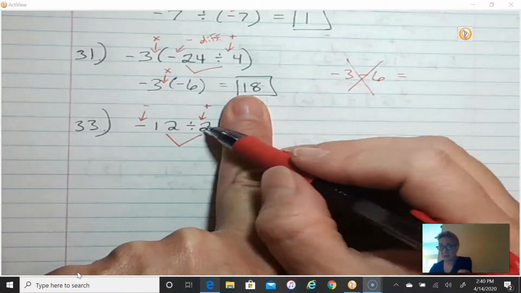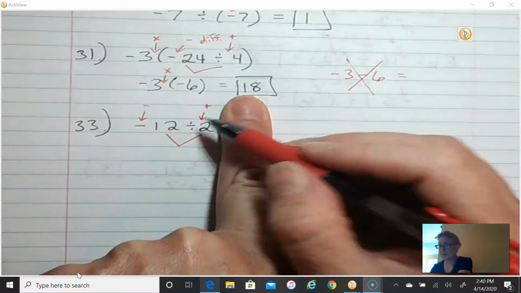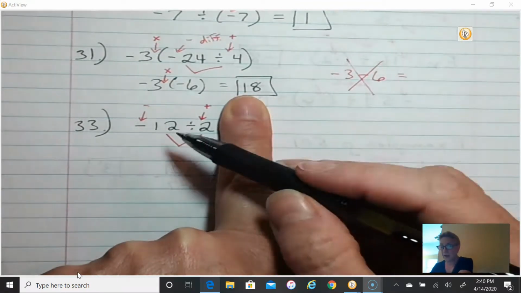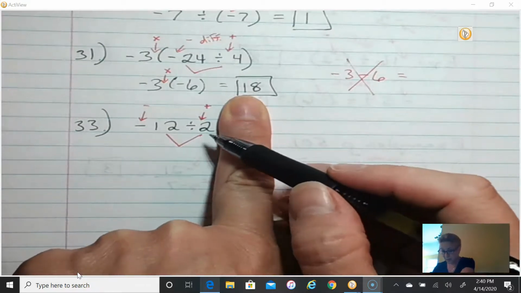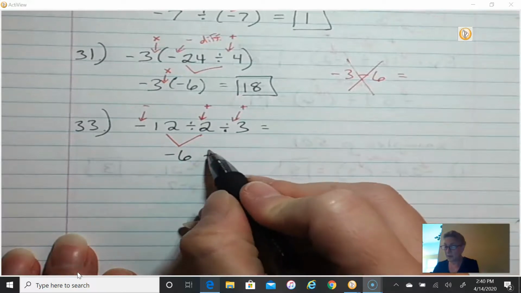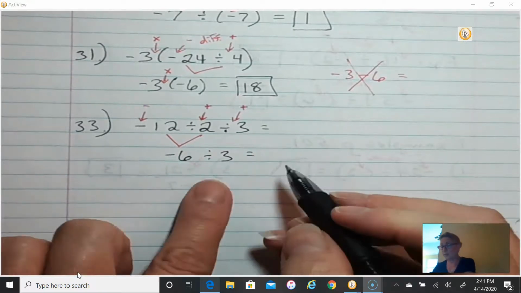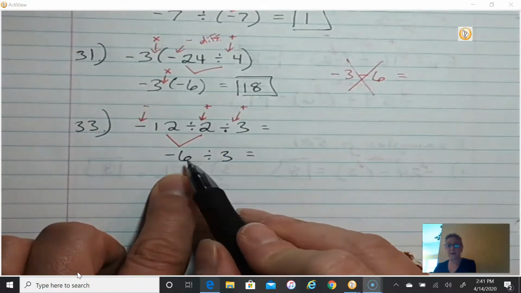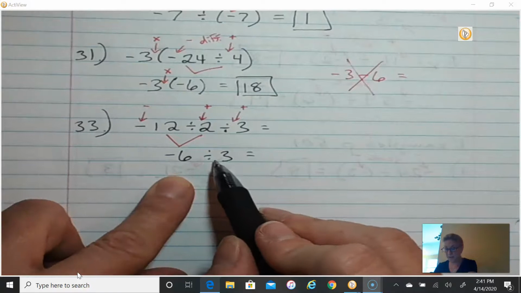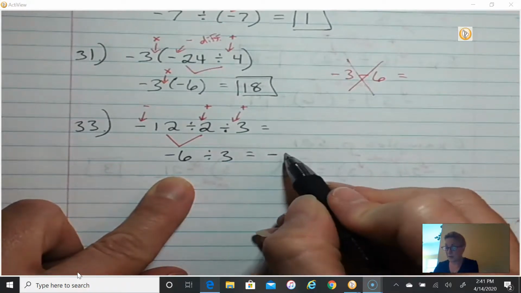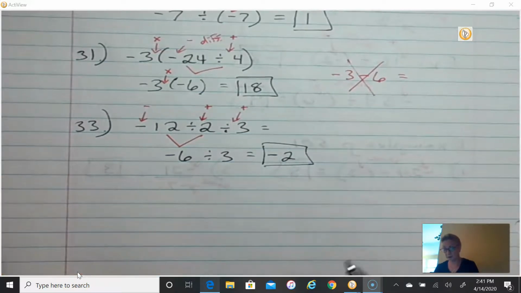We have two different signs, a negative and a positive. So if we have two different signs, we're going to get a negative answer. So -12 divided by +2 is a -6. And I'm going to bring down the other part of my problem. So I have a -6 and a +3. Different signs, so you know your answer is going to be negative. And 6 divided by 3 is 2. There you go.